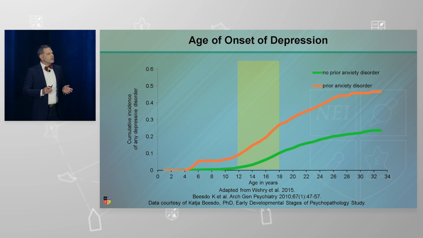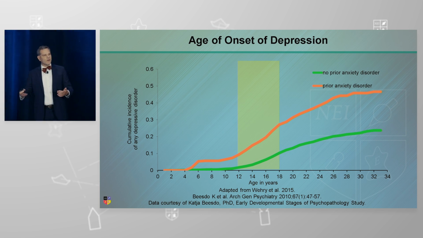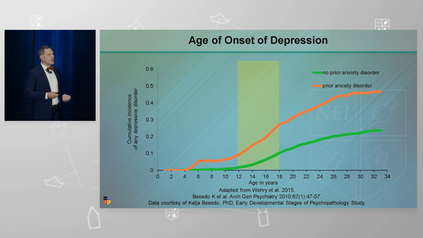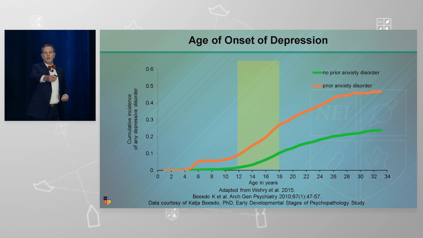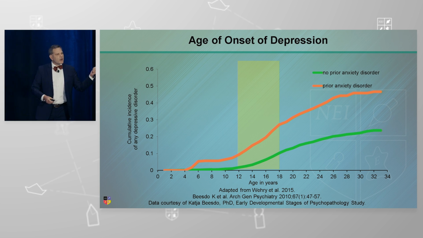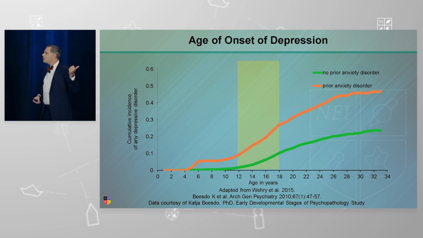So one of the things that we know as clinicians treating these patients every day is that that patient who's in my office with an anxiety disorder at age 10 is much more likely to develop a depressive disorder at age 12 or at age 13. And you see that represented here in terms of these two curves.